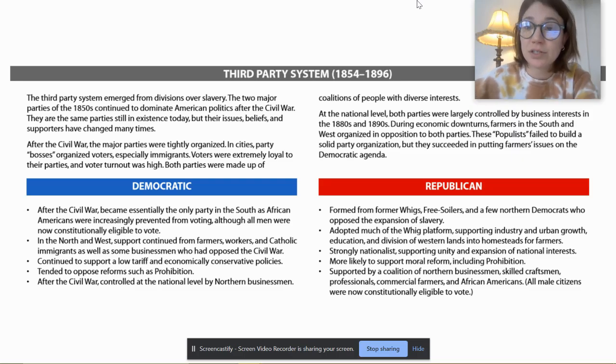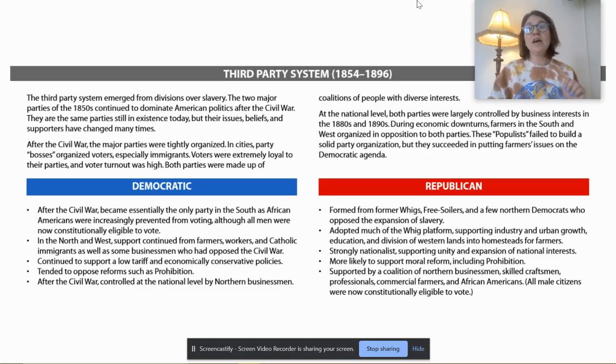During economic downturns, farmers in the South and the West organized in opposition to both parties. These populists failed to build a solid party organization, but they succeeded in putting farmers' issues on the Democratic agenda. So for this period of about 40 years, we have our Democrats and Republicans.